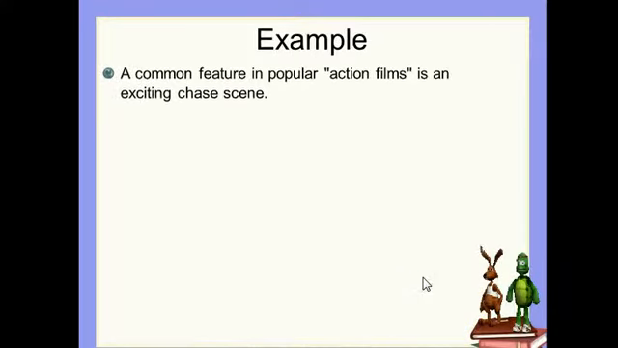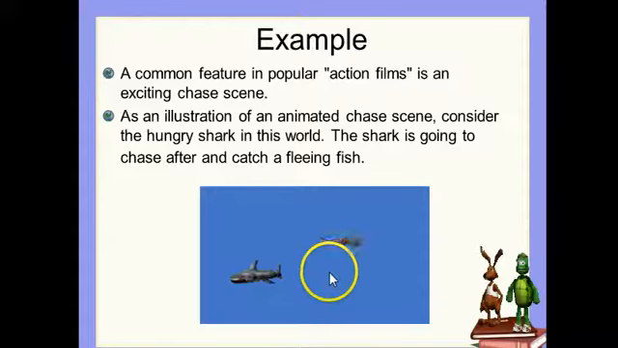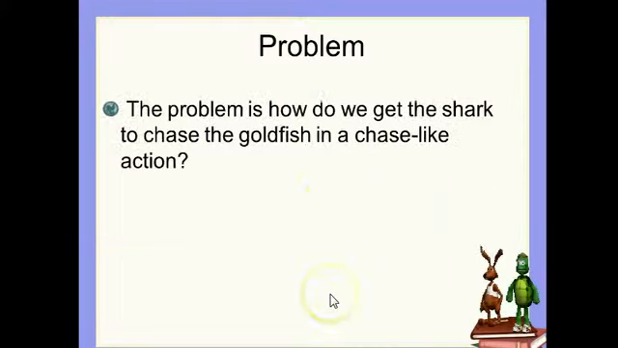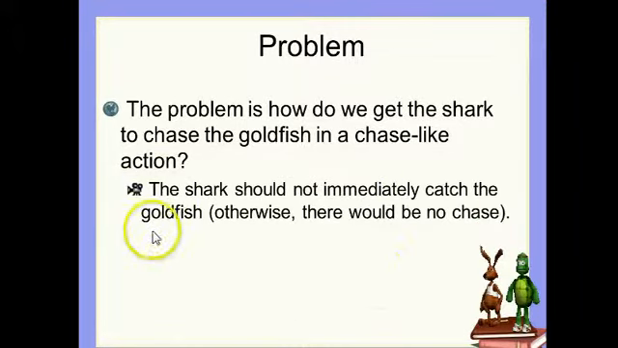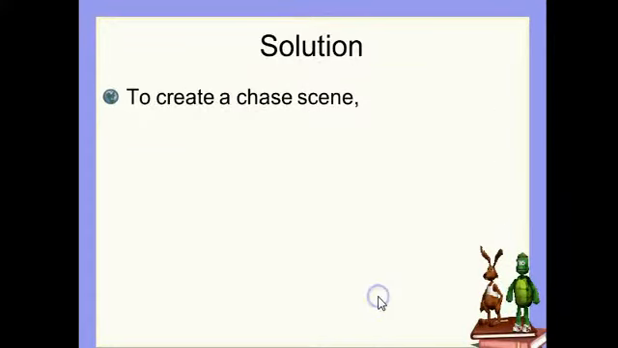So here's an example. In a lot of action films, you have an exciting chase scene, and in this one we do too. It's going to be a shark and a fleeing fish, and there's even a little bit of blood, believe it or not. So here's the problem. How do we get the shark to chase the goldfish in a chase-like action? We don't want the shark to immediately catch the goldfish, otherwise it would be a very boring movie. And the goldfish should appear to be fleeing. Okay, so how do we set that up?